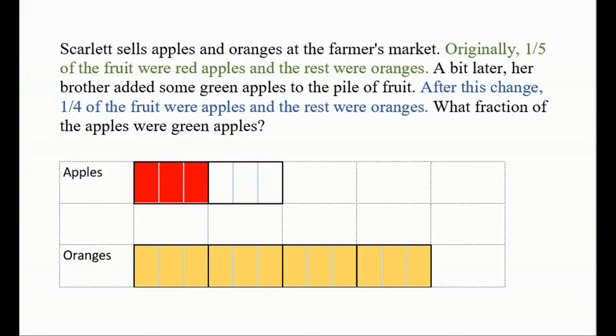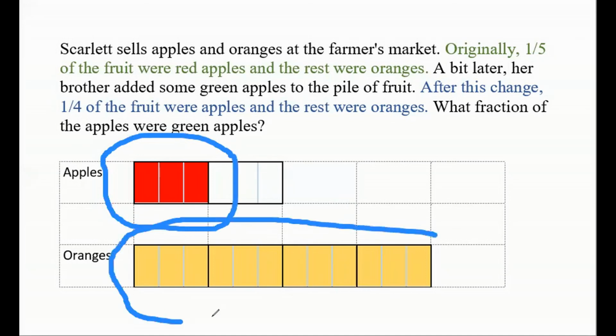After the green apples were added, the question says 1/4 of the fruit were apples. And we have discussed 2 seconds ago that if 1/4 is here, this has to be the 3/4. So if I have 12 slivers representing oranges, 1/3 of 12 is 4. I need to have 4 slivers representing the apples.